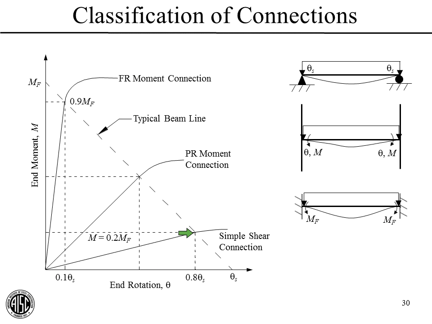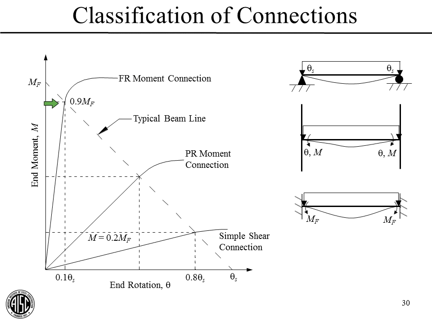One is here at 0.8 theta s and 0.2 M sub f. And any connection with a moment rotation curve that goes below this or at this point is called a simple shear connection, and we're going to model those as pins for the connection and the beam design. And there's our simple shear connections.